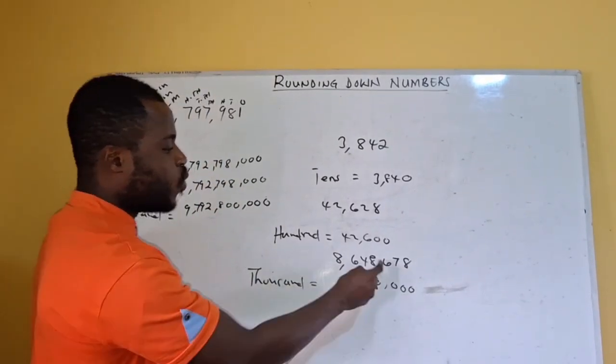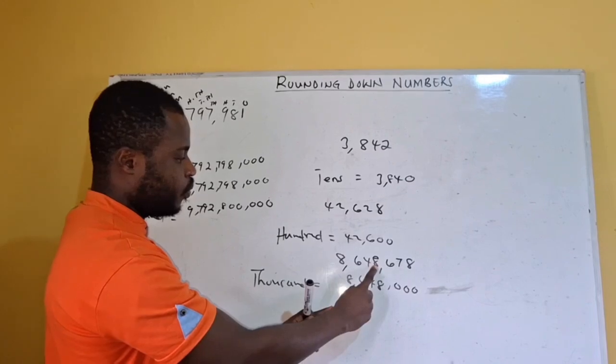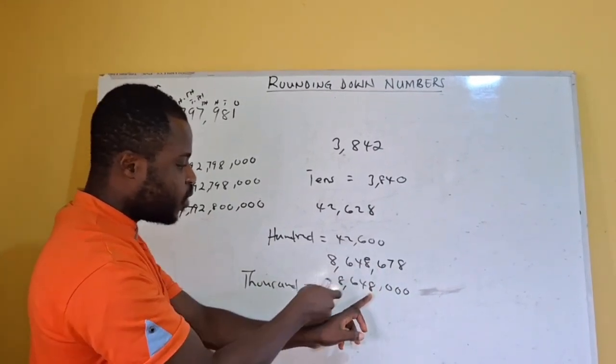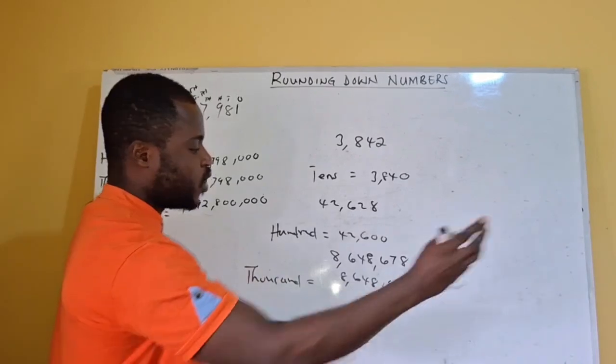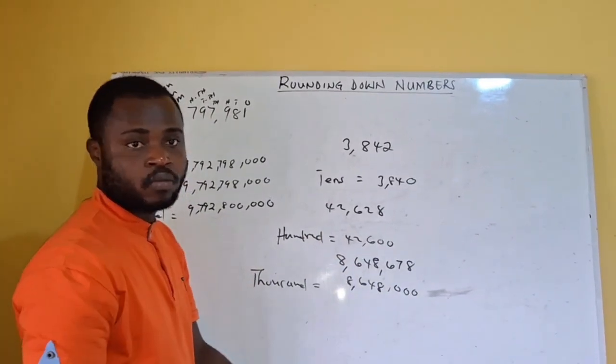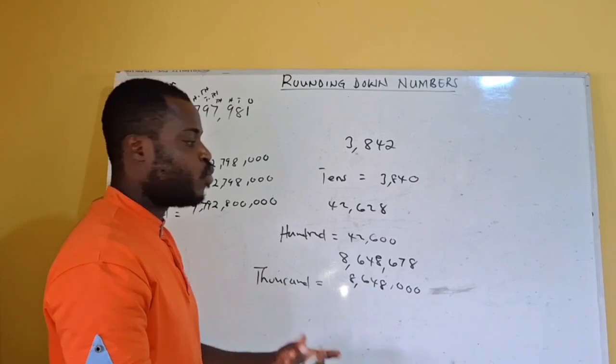Why didn't you add 1 here? Because when you add 1 here, here is going to be 9. And if here becomes 9, it will be 8,649,000, which will be more than the figure you are running down. That's why we say we are running it down.